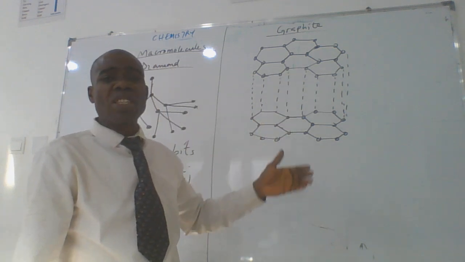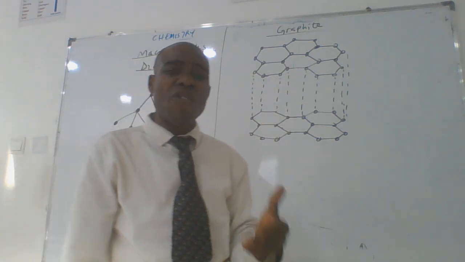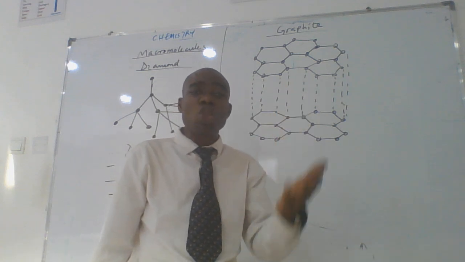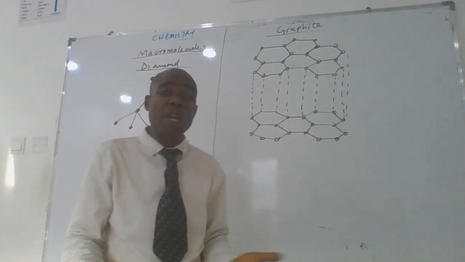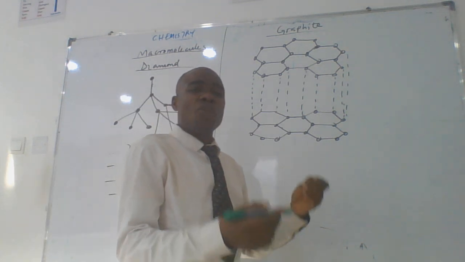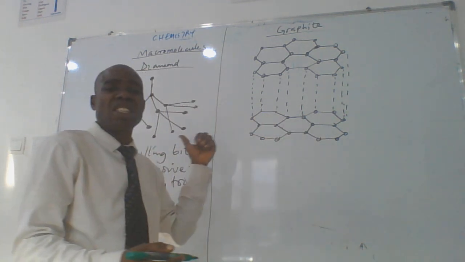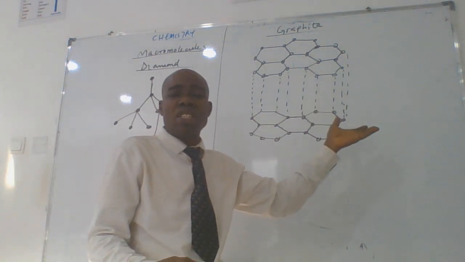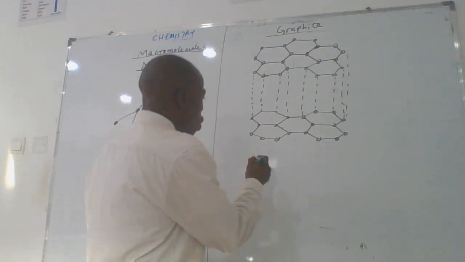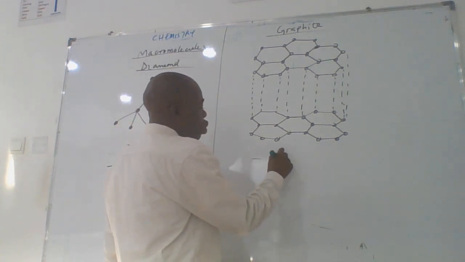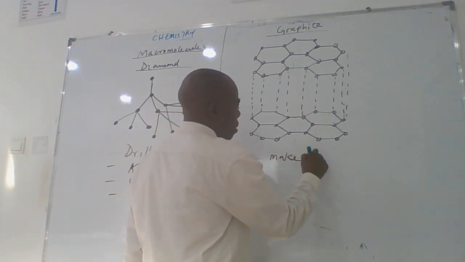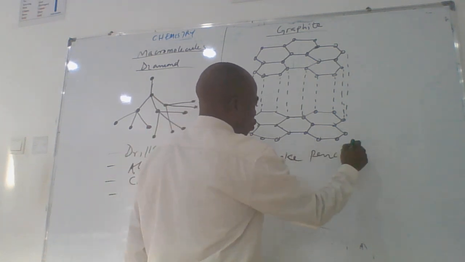Now, what is the implication of the layer structure of graphite? The layer structure of graphite makes it possible for graphite to be slippery, and because it is slippery, it is used as a lubricant, and also it is very, very soft. It is not as hard as diamond, and due to its softness, it can be used to make lead pencil to mark paper.